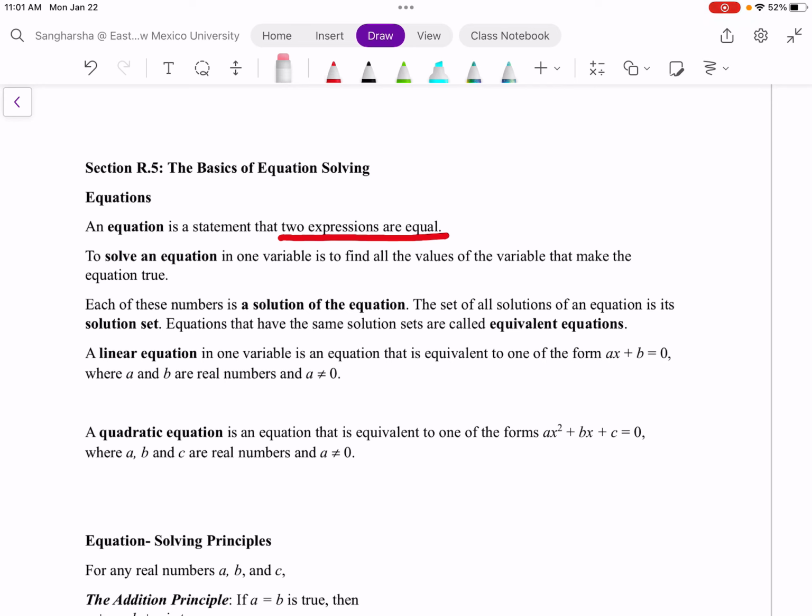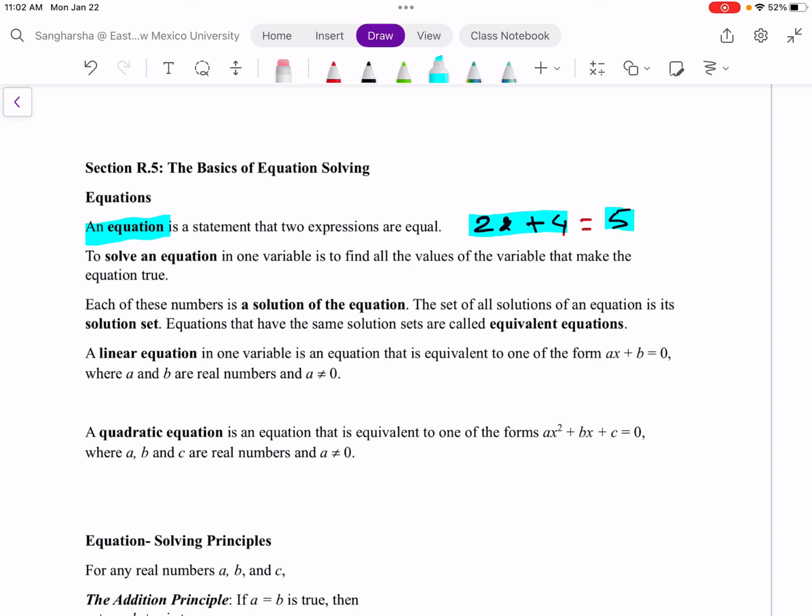For example, the equation is a statement where you find two expressions equal to each other. If we have 2x plus 4 equals 5, here we have two expressions. 2x plus 4 is one expression, and 5 is the other, and these two are equal to each other. This is our equation. The very easiest way to know it is an equation is if you have an equal sign.